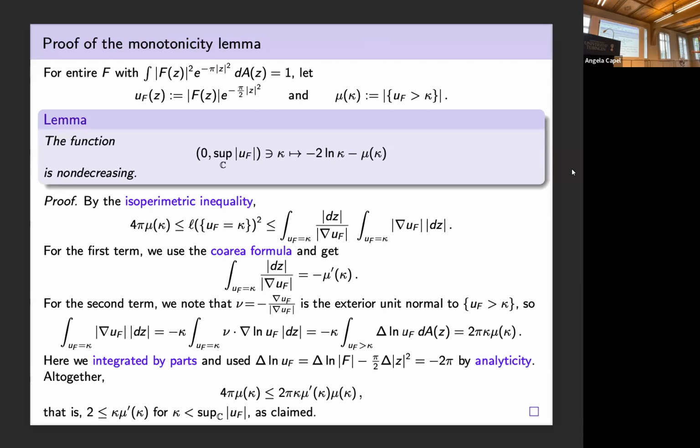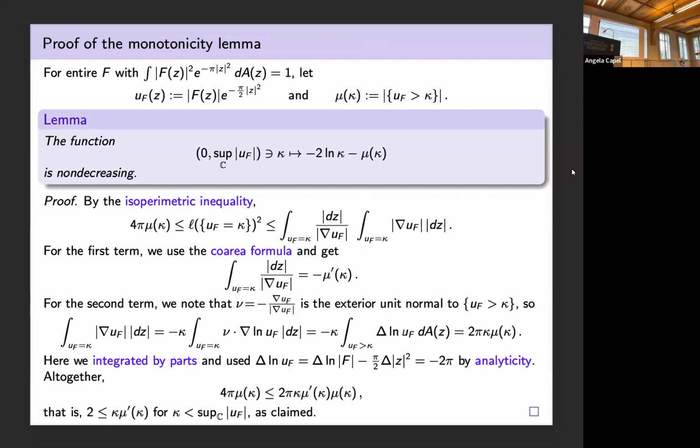So what have we done now? We've moved the gradient upstairs. How do we deal with that? What's a little annoying at first sight is that we have an absolute value of the gradient. But think about it: you are on the superlevel set, where the function is bigger than kappa. So the normal to that set is given in terms of this gradient. Therefore you can get rid of the absolute value and write this as the normal to the set dotted into, if you play through the math, the gradient of the logarithm of the function.